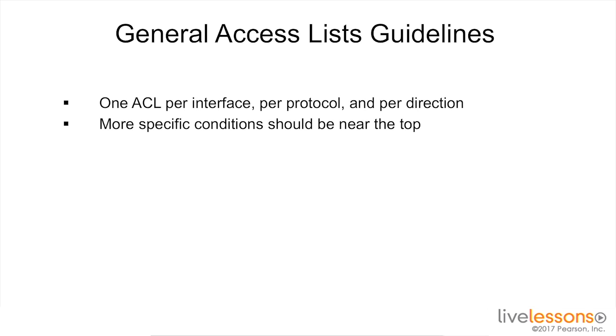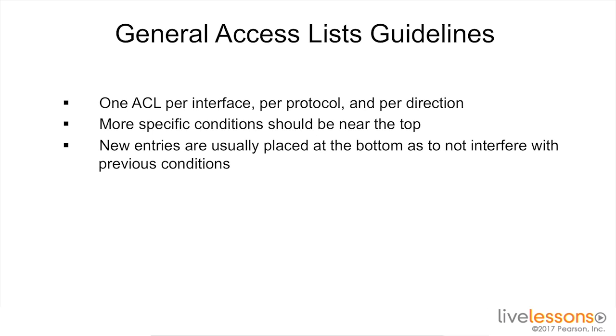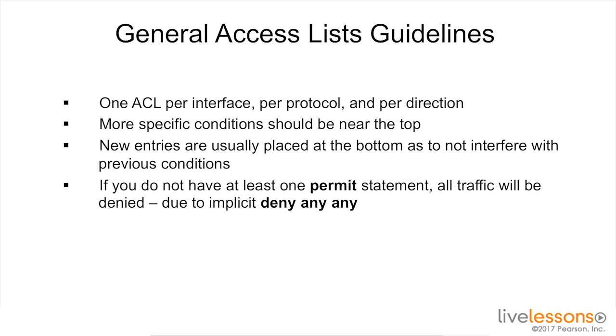Secondly, the more specific conditions in your access list should be near the top of the access list. That way the packets don't match on a more general rule before they have a chance to hit the more specific condition. New entries to an access list are usually placed at the bottom as to not interfere with previous conditions. If you do not have at least one permit statement, all traffic will be denied, and this is due to the implicit deny any that is inherent into the access list.